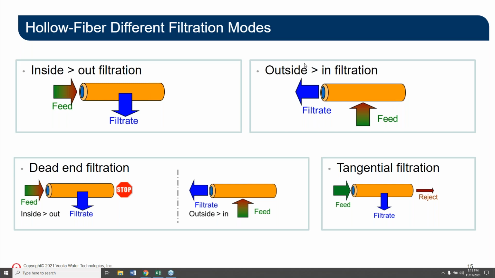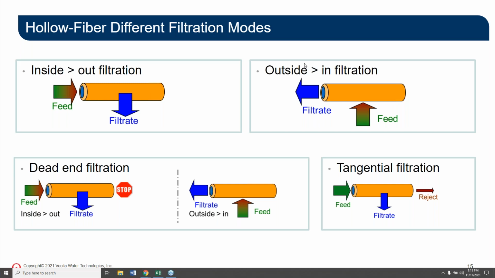And we also have dead end or tangential filtration. With dead end flow, the water feeds perpendicular to the membrane surface. Molecules and particles smaller than the effective pore size pass through to the opposite side, while larger matter builds up in somewhat of a layer on the membrane surface.